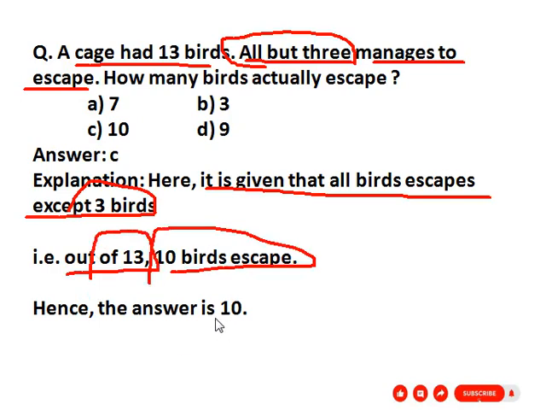So the correct answer is 10. 10 birds escape. So the correct answer is 10. Here given option C, 10. Our correct answer is option C.